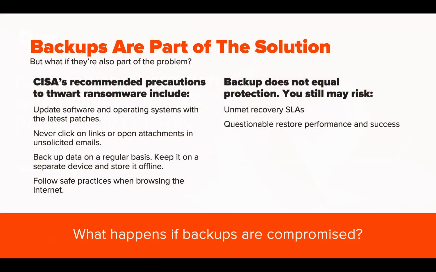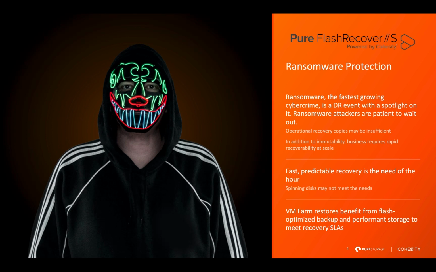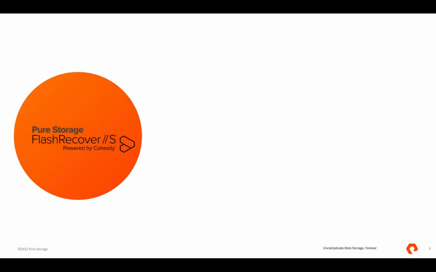One of the most common attack vectors we see today is the destruction of backups, which makes it impossible to restore from a backup and makes it more likely that a ransom will be paid. Pure Storage and Cohesity have joined forces to protect your backup data from ransomware destruction. FlashRecover S, powered by Cohesity, offers differentiated, multi-layered, immutable protection for your backup data.